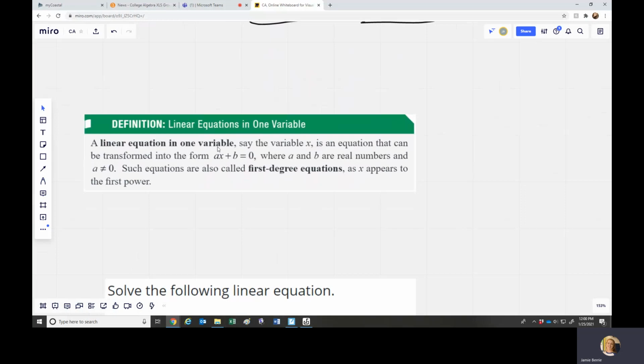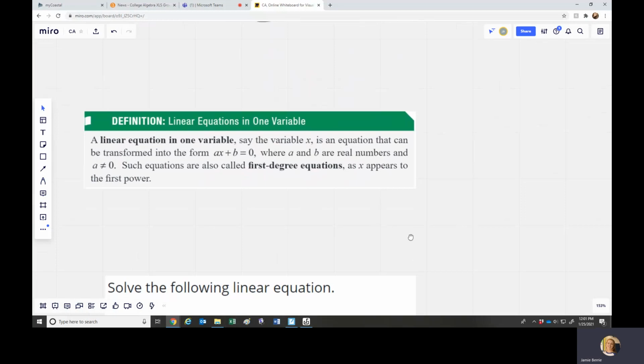It says a linear equation in one variable, say x, is an equation that can be transformed into the form ax plus b equals 0, where a and b are real numbers and a is not equal to 0. So a is not allowed to be 0 because then it would just be some number equals 0. It would cancel out that x. And it says such equations are also called first degree equations, as x is to the first power.